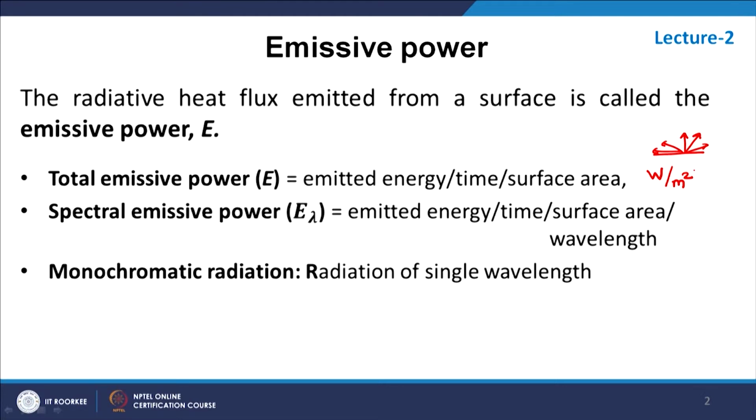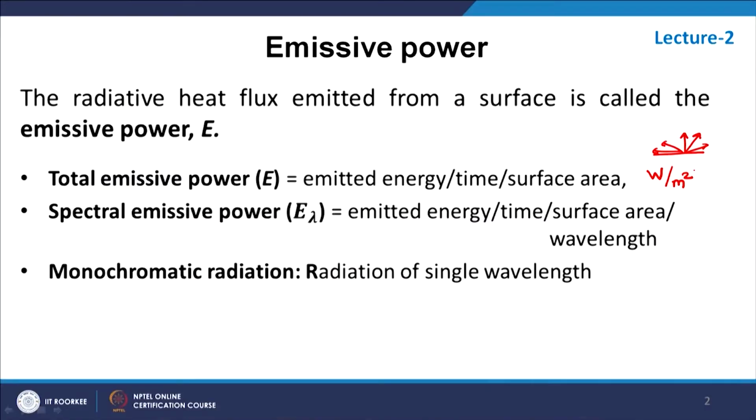Now, we know that radiation is dependent on its color, and the color of radiation is decided by its wavelength. Some people use frequency and some people use wave number, but in this course we will be mostly dealing with the wavelength. So, we define spectral emissive power as emitted energy per unit area per unit time in a given wavelength. The units of this will be watt per meter square per angstrom, where angstrom is the selected unit for wavelength. We will discuss this in detail in later lectures.